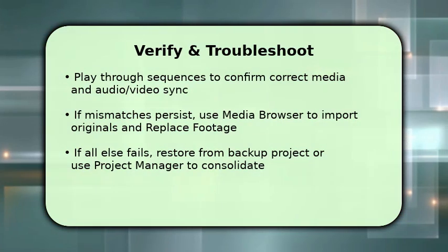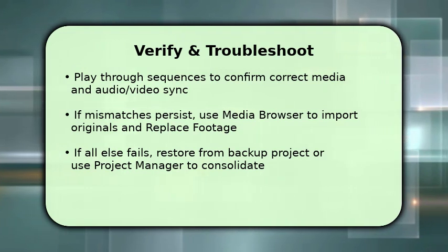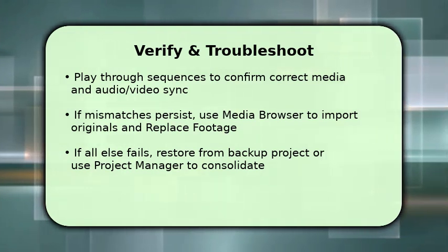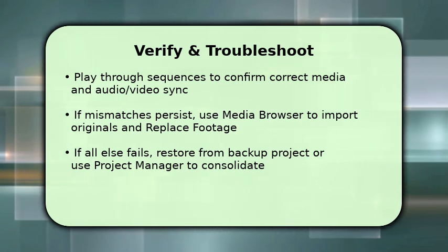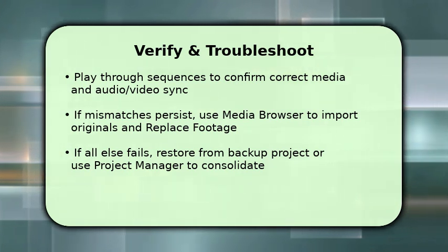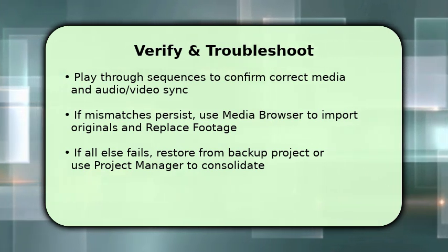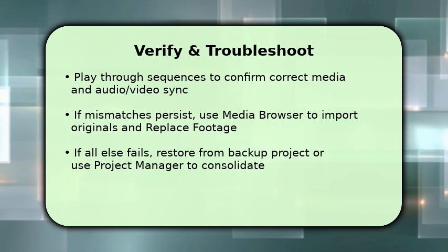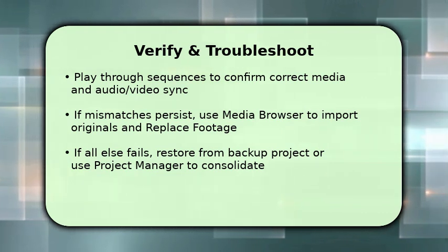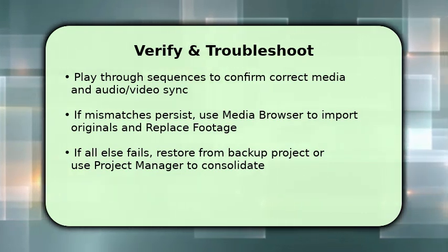Finish by verifying integrity. Scrub timelines and watch for mismatches or offline frames. If you see wrong clips, use replace footage on a single instance to point to the correct file and let Premiere update linked occurrences. If relinking fails, scan for hidden subfolder depth or file name changes. Rename or move files back to the expected path.